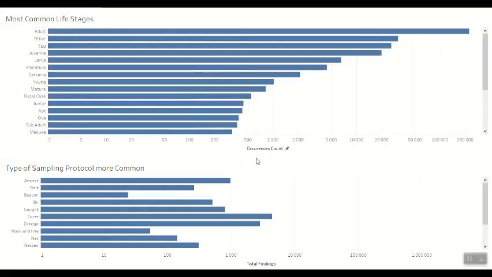This dashboard contains two graphics, one of them referring to the life stage of the species at the time of death, and the other referring to the sampling protocol of the species. We can see from the first graphic the most common life stages, like adult, egg, juvenile, or even larva, and from the second graphic the sampling protocols that are most frequent, such as beacon, hook and line, and net. This information allows us to see the tendency of these attributes.